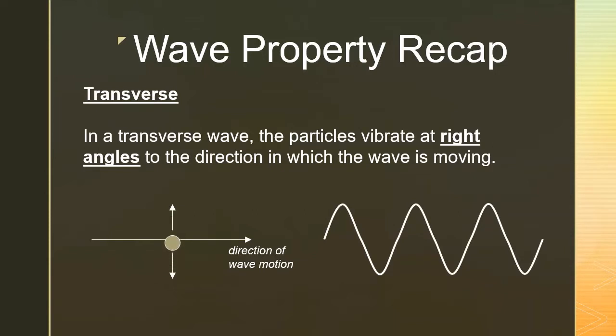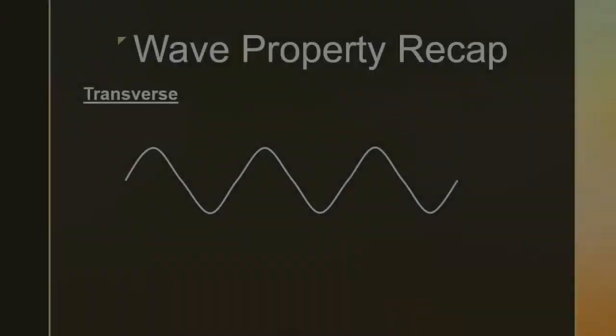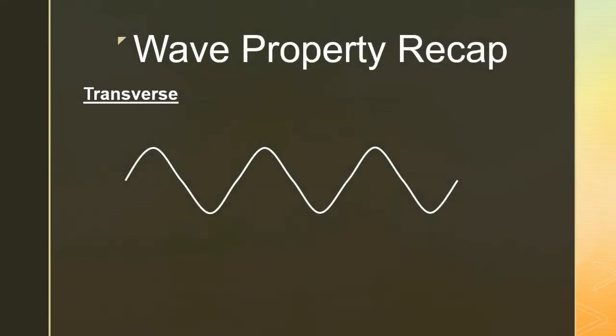And if you remember, we have both crests, so that's everything above our rest or mean position, and here is a trough, which is everything below the rest or mean position. So here's our transverse wave. There's a few other terms we need to be familiar with.